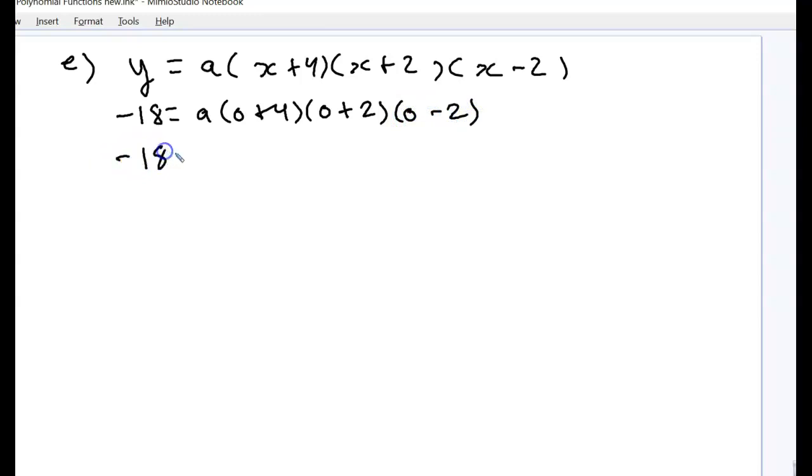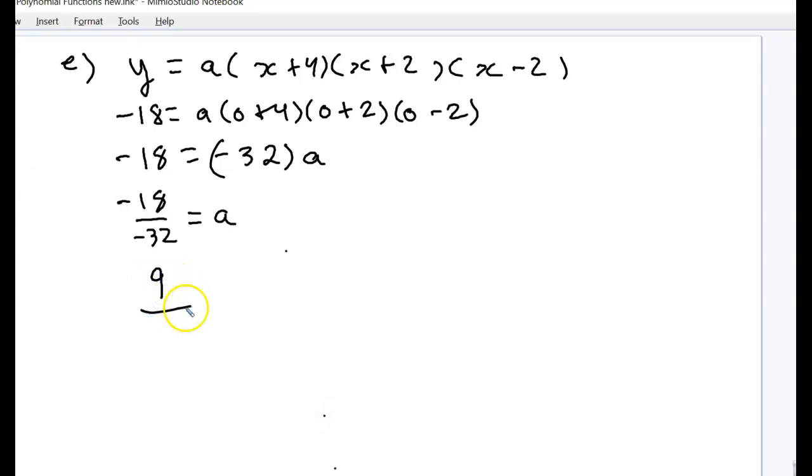So I get negative 18 is equal to 4 times 2 is 8, and 8 times negative 2 is going to be negative 32. And I still have to multiply it by the a out front. Then if I divide both sides by negative 32, now I can reduce this because the negatives become positive. 2 goes into 18 9 times, and into 32 16 times. So finally, my final equation, I'm just going to get rid of the a here, and I'm going to replace it with 9 over 16.